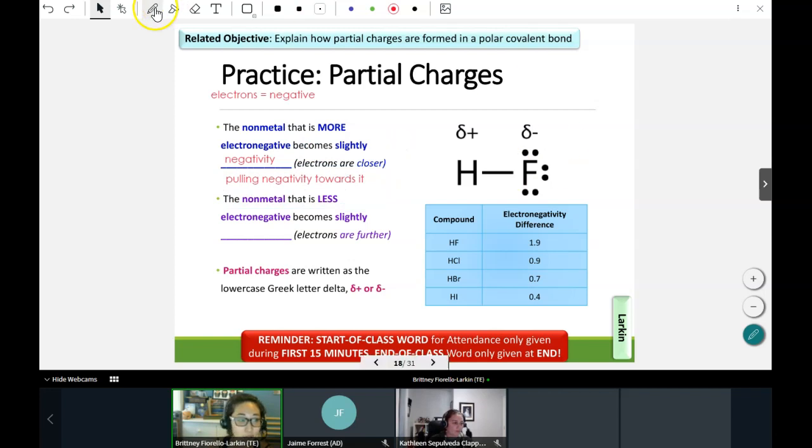In this case, that's going to be our fluorine. Fluorine, again, is the most electronegative on the periodic table. Now, hydrogen, on the other hand, is less electronegative because, again, it's only halfway filled. We talked about that earlier. And so this one is less electronegative. It's losing its negative electrons. Like if you lose negative friends, your life becomes slightly what? If your negative friends are further away from you, you become slightly more what?